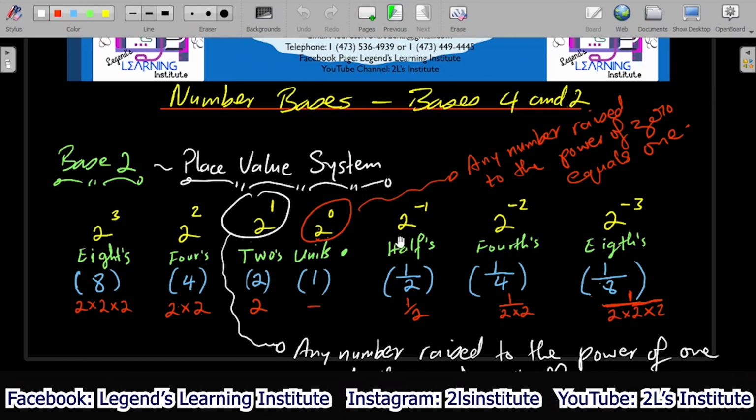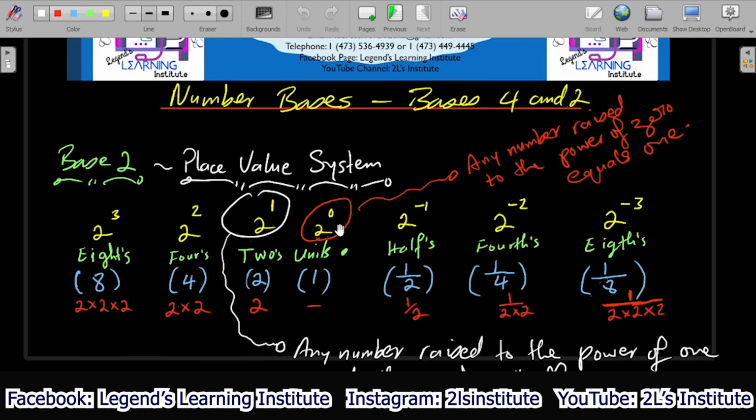of the decimal point we have 2 to the power of negative 1, which is a half's place, so 1 over 2. Then we have 2 to the power of negative 2, which is the 4th place, which is a quarter, or 1 over 4. Okay, 2 to the power of negative 3, which is the 8th place, so 1 over 2 times 2 times 2. Any number raised to the power of 0 equals 1, and any number raised to the power of 1 is the number itself.